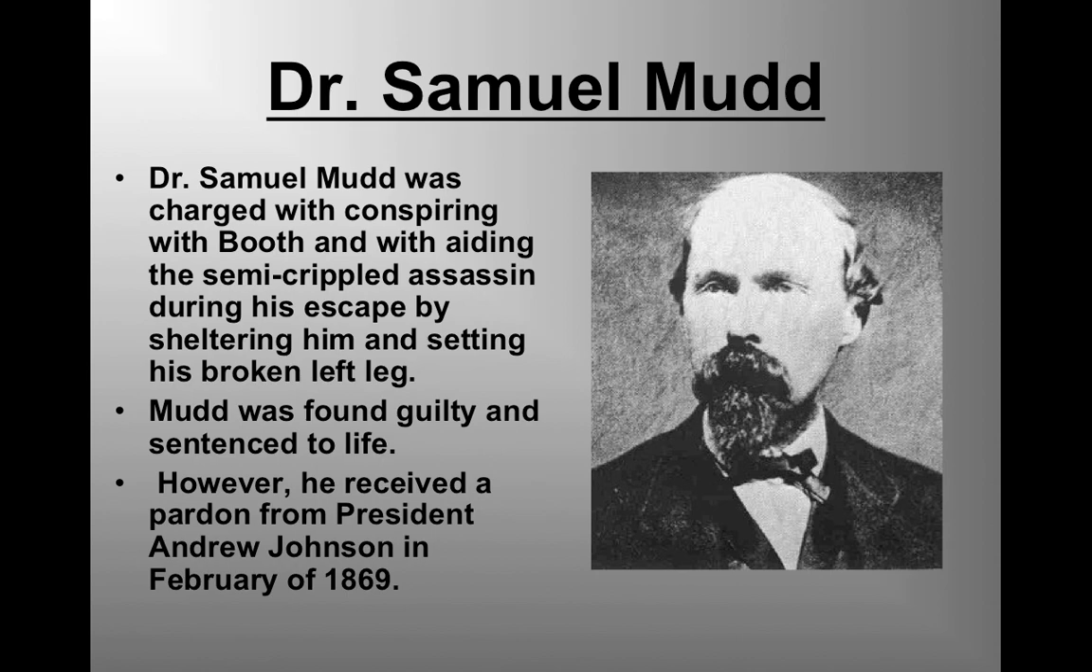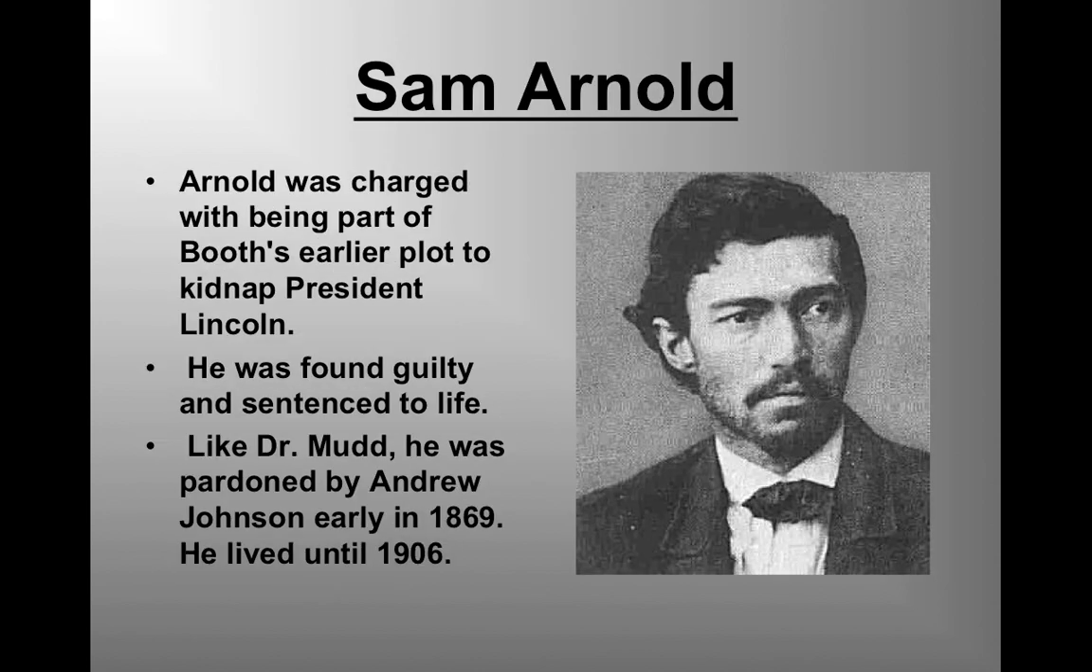Samuel Mudd, remember, he is the doctor who helps John Wilkes Booth after he had broken his leg. Mudd was found guilty and sentenced to life in prison. However, Lincoln's replacement, Andrew Johnson, actually pardons Dr. Mudd, meaning he sets him free. If you remember, that's one of those powers of the executive branch. They can pardon anyone they wish, meaning they can let anyone out of jail. And Andrew Johnson does this in February of 1869.